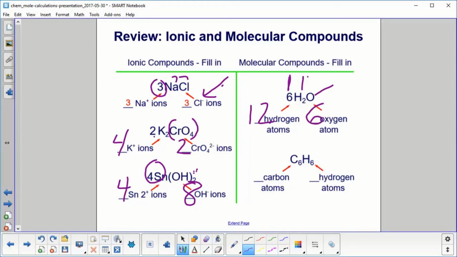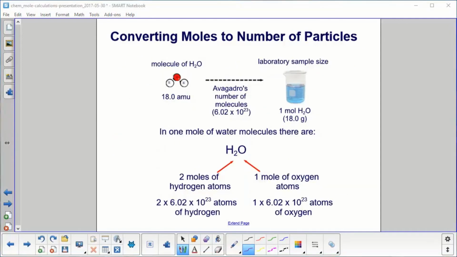C6H6, well, there's a 1 in front of it. You're assuming a 1 if there's no other number there. So we have 6 carbon atoms, 6 hydrogen atoms. Now we're going to convert moles to the number of particles we have.